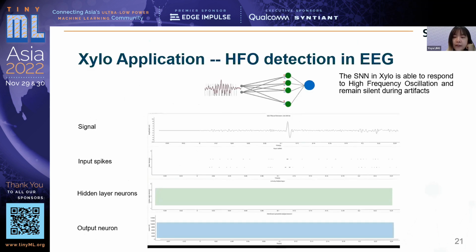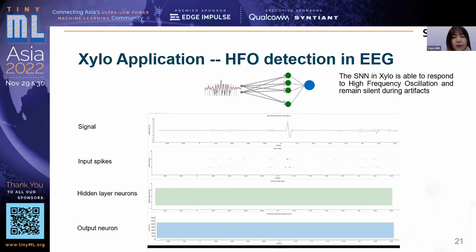And this is another example of a biosignal application, visualizing the HFO, high frequency oscillation, the anomaly in epilepsy surgery. It's a common practice to visualize them in epilepsy surgery. So we try to identify those HFOs in the EEG signals. And we will show that the SNN in Xylo is able to respond to HFO and remains silent during the artifacts.